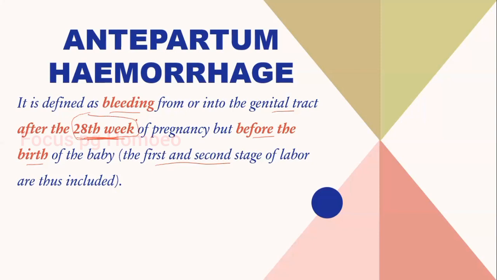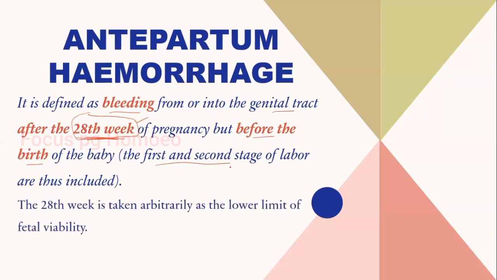So you should remember antepartum is bleeding into the genital tract after the 28th week. The options will be given that way: after 28, before 28, or, because partum is involved, after 36 weeks or before 36 weeks. So this should be very clear. It should be after the 28th week, and it should be before the birth of the baby. And the 28th week is taken arbitrarily as the lower limit of fetal viability. Now, why the 28th week? Because it is related to the viability of the fetus.